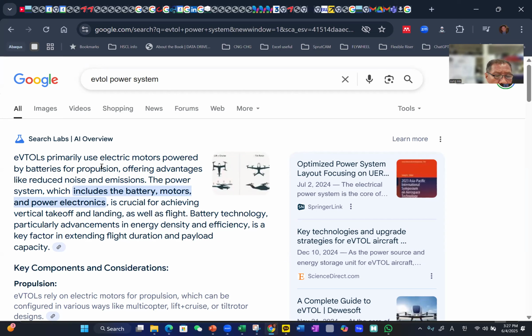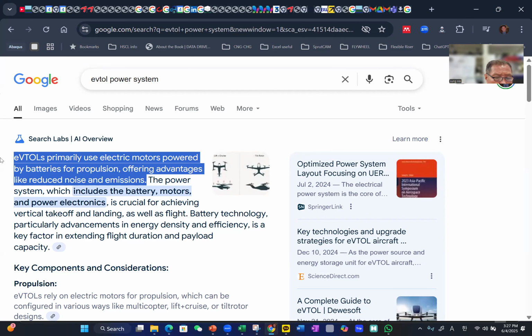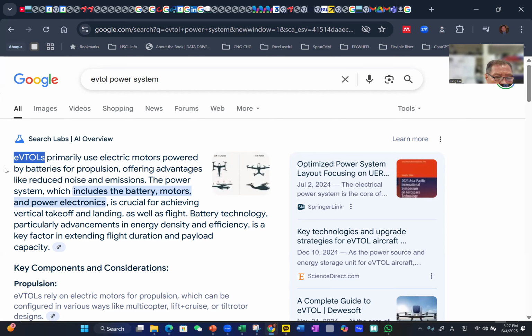eVTOLs primarily use electric motors, exactly the same as in the fuel cell vehicle. We use an electric motor powered by battery for propulsion, offering advantages like reduced noise and emissions. See this eVTOL. Let's say instead of eVTOL, you can say fuel cell vehicle. Exactly the same. Primarily use electric motors and batteries, and there are some advantages like this.